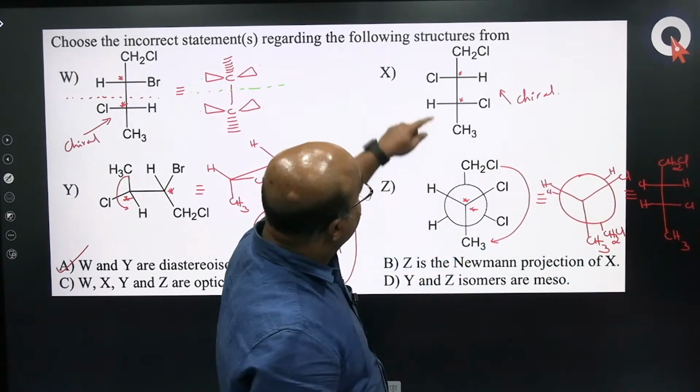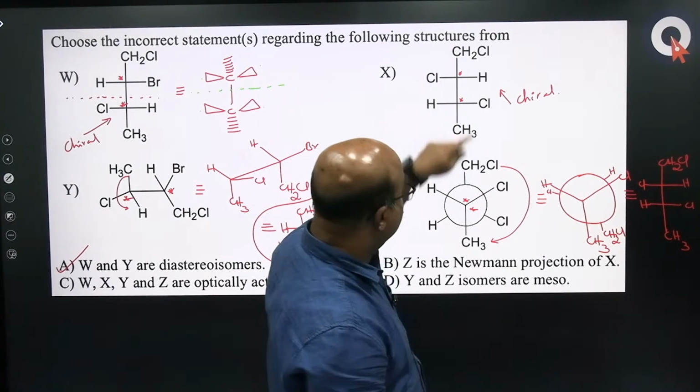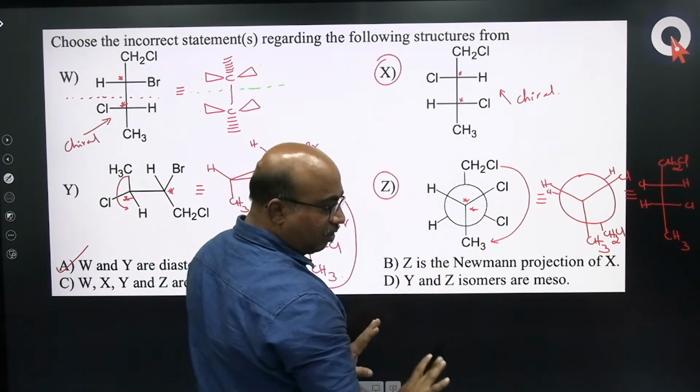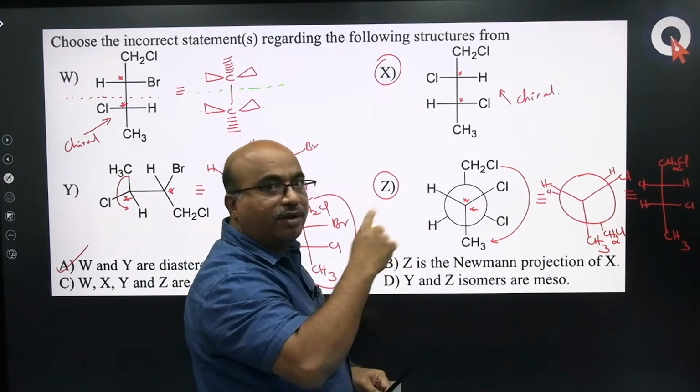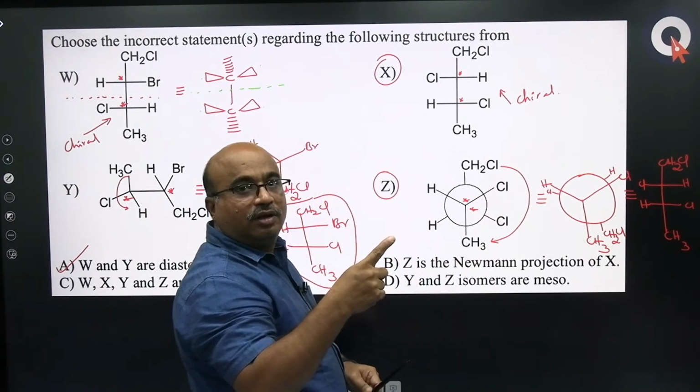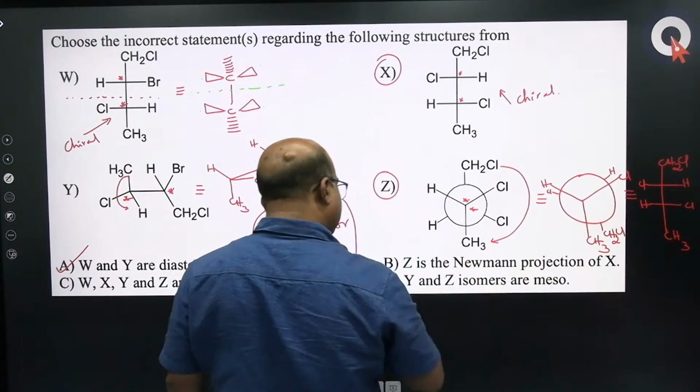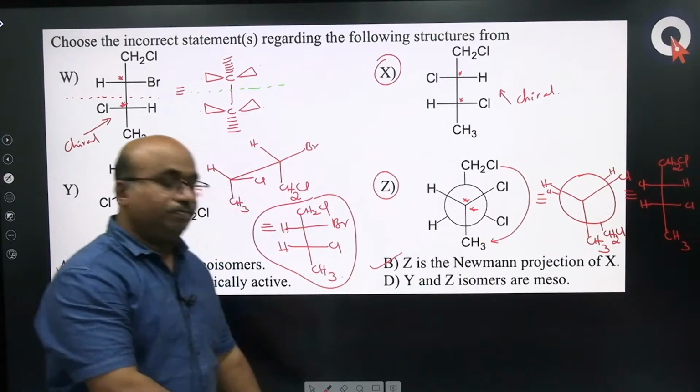So let us see, both these are representing the same, meaning X and Z are representing the same molecule, even with respect to their configurations. So we say Z is a Newman representation of X, which is also true.